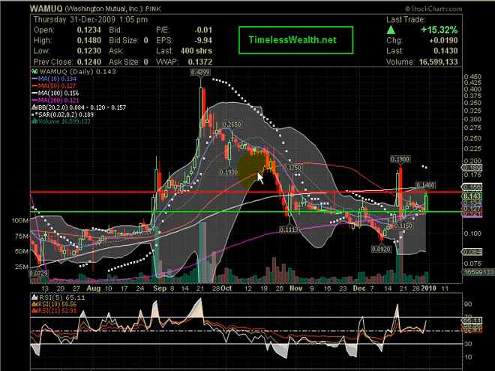So let's get started here with Washington Mutual. First off, I have drawn basic support and resistance. This red line here represents resistance at approximately 15 cents per share, and likewise this horizontal green line represents support at approximately 12 cents, just above 12. In fact, it coincides with the 200-day simple moving average, which is this purple line right here.